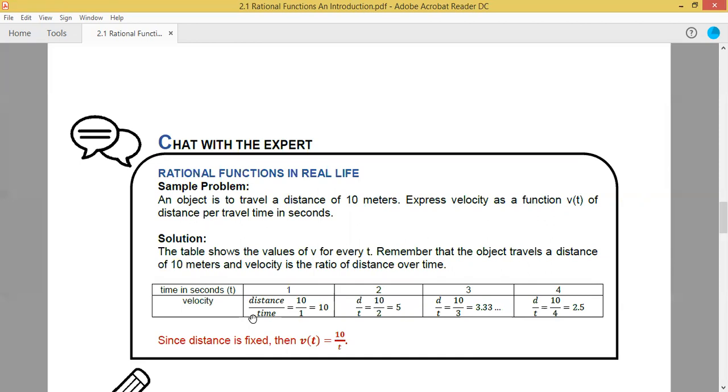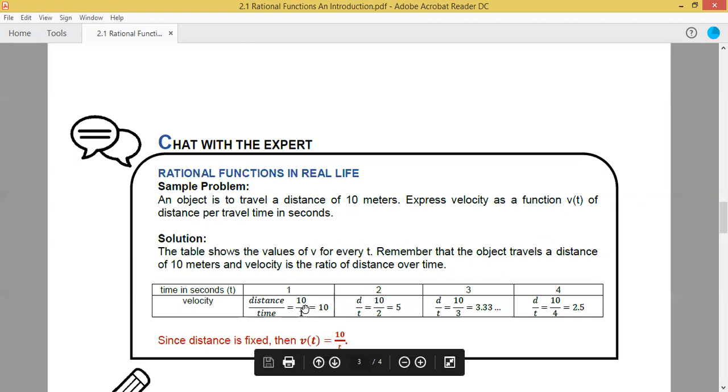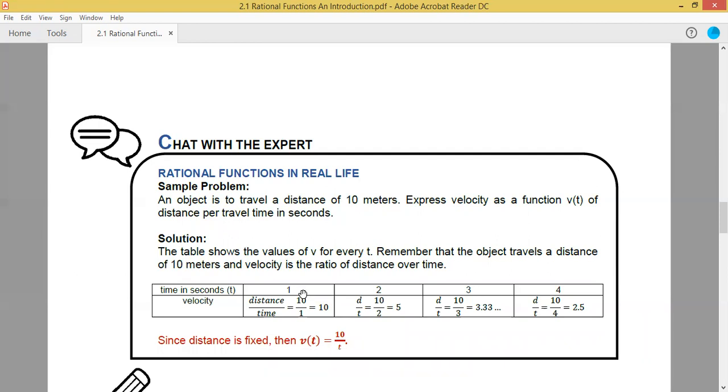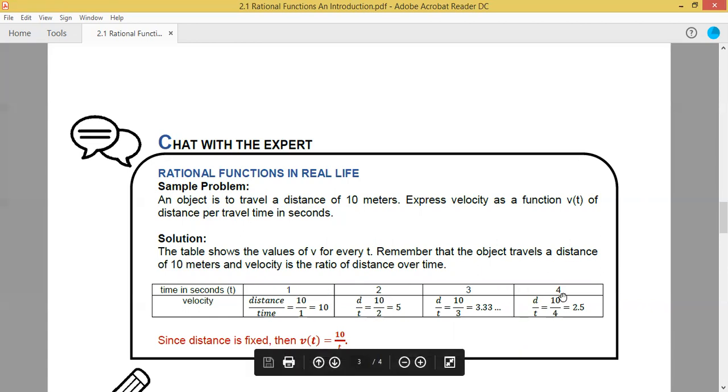Remember that our distance is fixed. It is 10 meters. So all the distances will take the value of 10. For example, we would need to place a value for time in seconds, or for t. We assume the values to be 1, 2, 3, and 4. Thus, we substitute it to time and velocity.